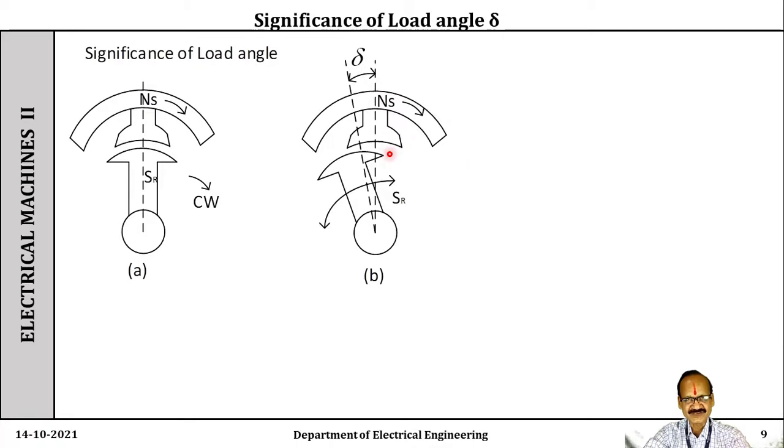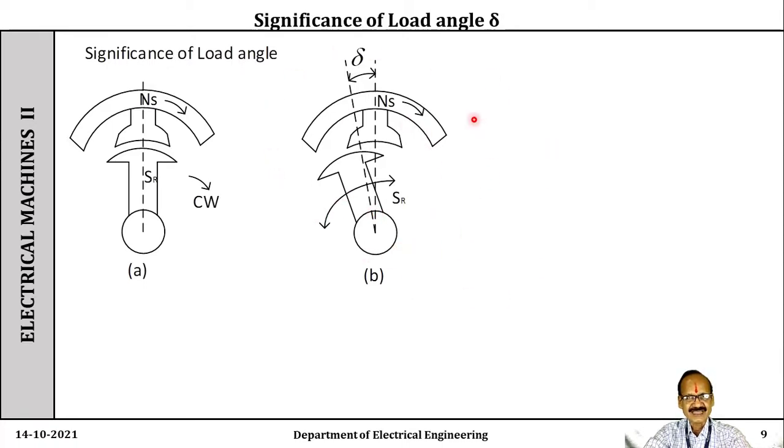If you load the machine further, the rotor retards back and the angle between the stator polar axis and rotor polar axis increases, that is, delta increases. Means as the load increases, the angle delta increases. If you go on increasing the load on the machine, a stage will come when this angle delta becomes 90 degrees electrical and there will be no magnetic locking between the stator poles and rotor poles. Though here it is angle delta, magnetic locking is still there and the motor runs at synchronous speed.